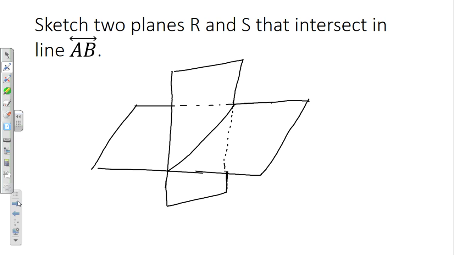So we label our two planes. And we label our points.